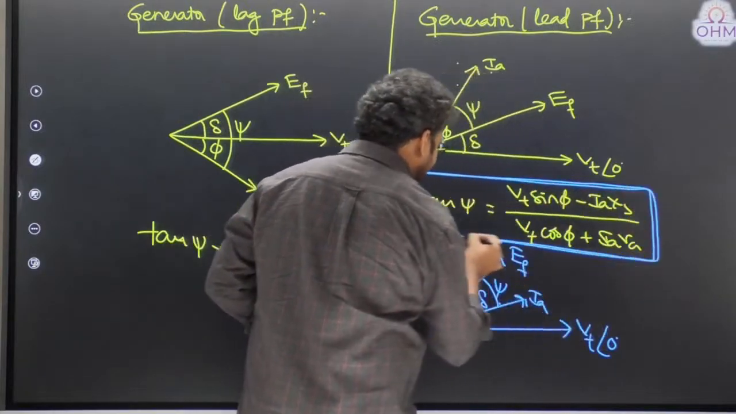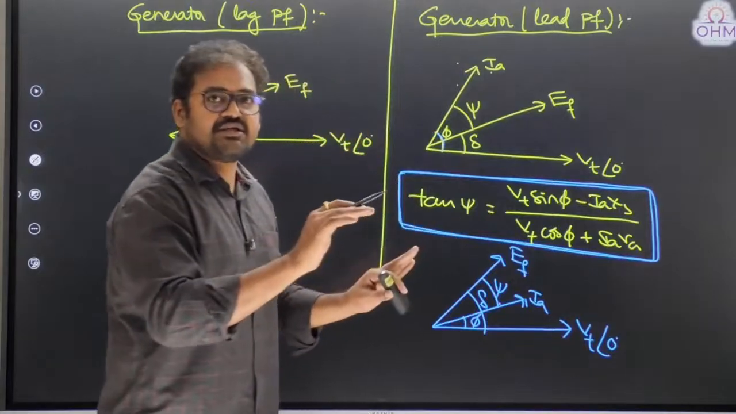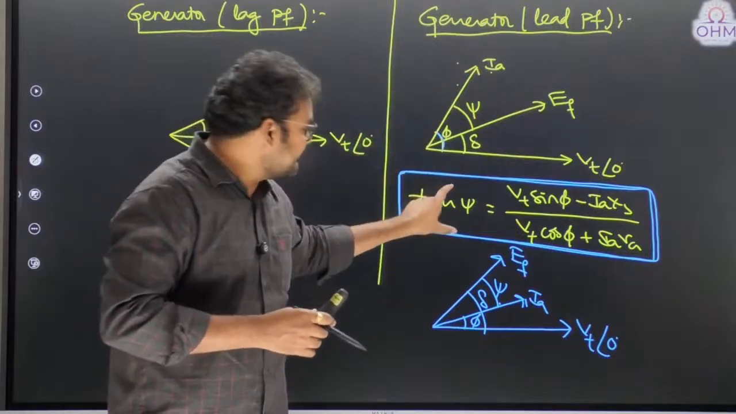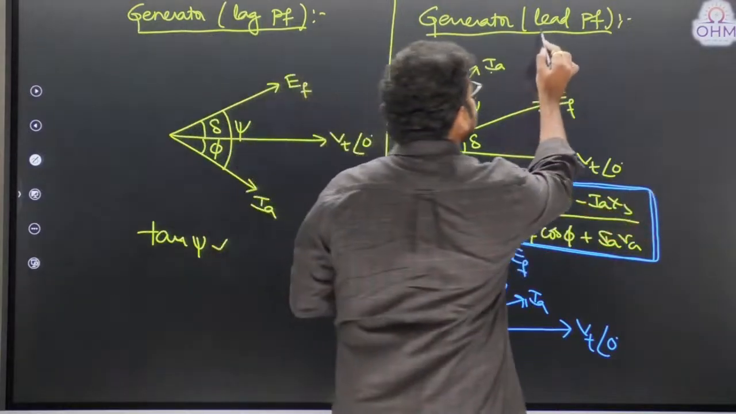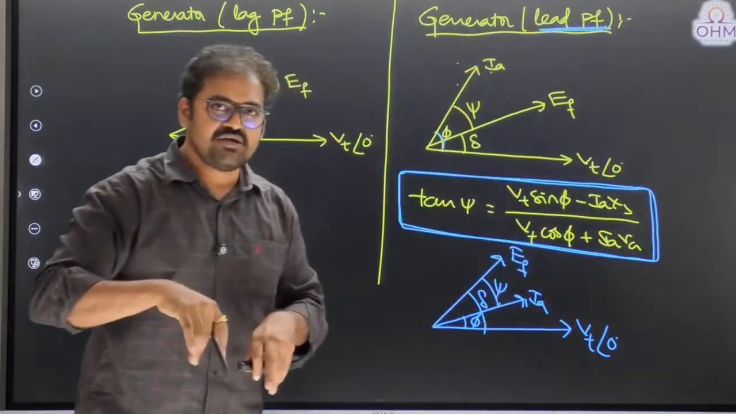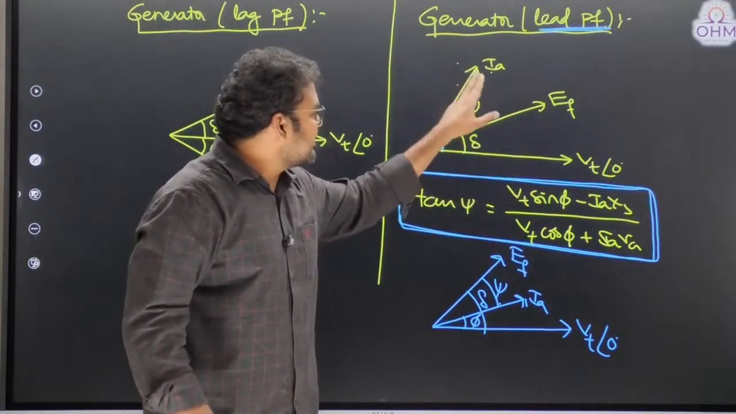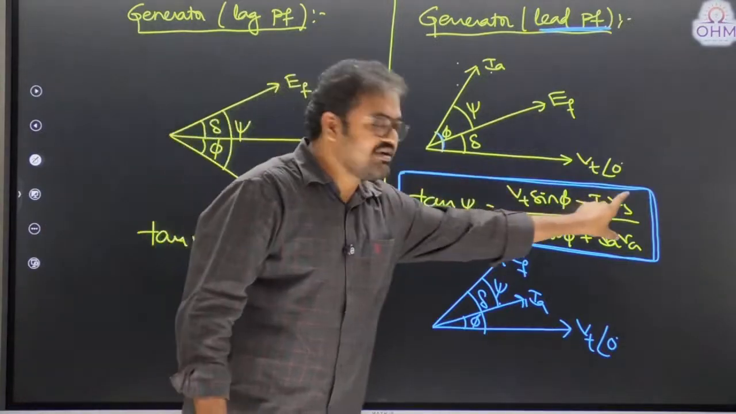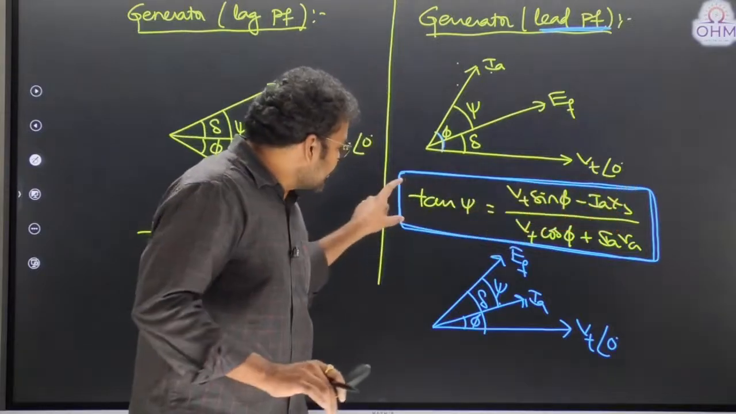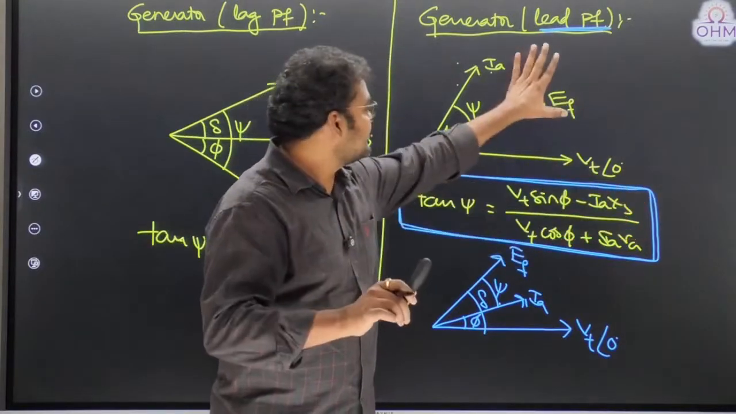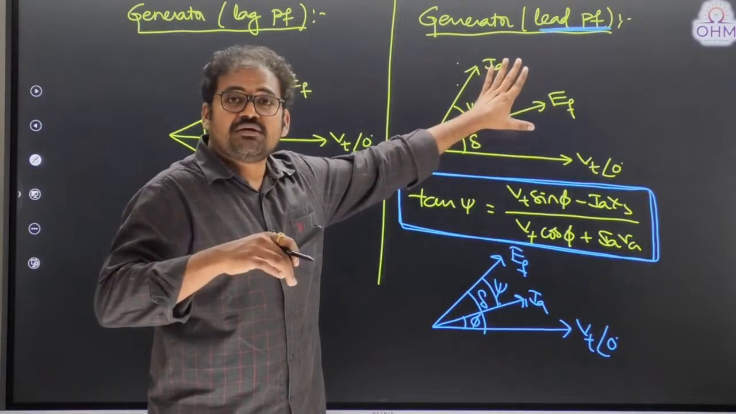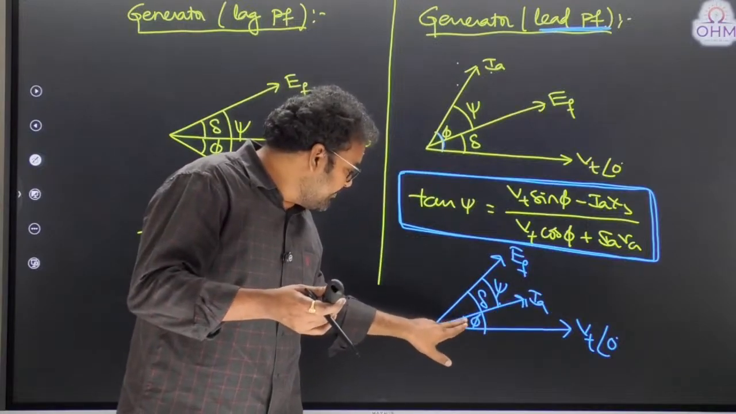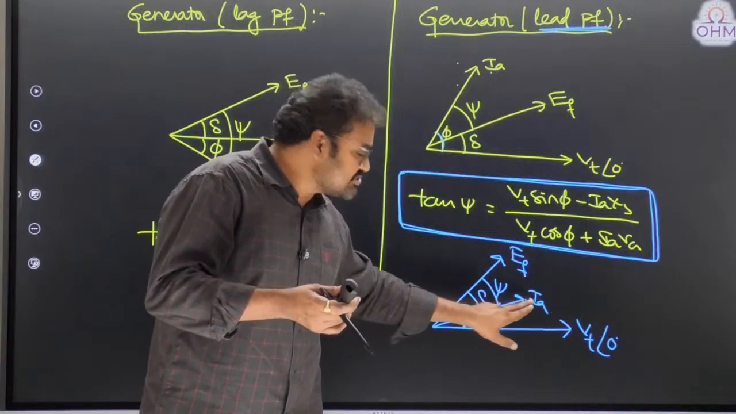Remember, this tan psi formula was derived considering the current was leading both EMF phasors. When I derived this formula for tan psi using a leading power factor, the assumption is that not only the load power factor, the internal power factor is also leading. That is the assumption with which this formula was derived. Therefore, if you are using this formula, your assumption is the first diagram. But the second diagram may also be possible. It depends upon the power factor angle. If the power factor angle was very small, this is also a possibility.